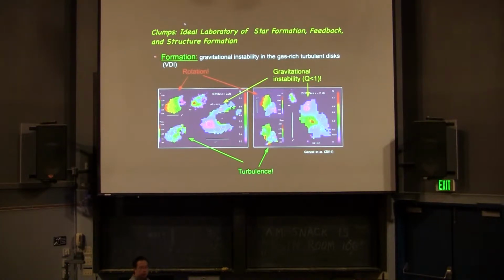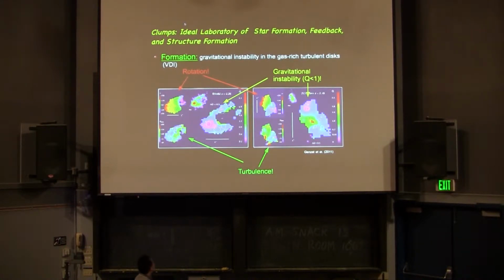So a widely held theory of the formation of clumps is that clumps are formed due to gravitational instability in a gas-rich turbulent disk. This is a very good example from Genzel et al. 2011 to show the formation of clumps. From the H-alpha velocity map, you can see underlying rotating disks. Red is moving away from us, and blue is towards us. And if you look at the velocity dispersion, it's very high, which means the disk is turbulent.